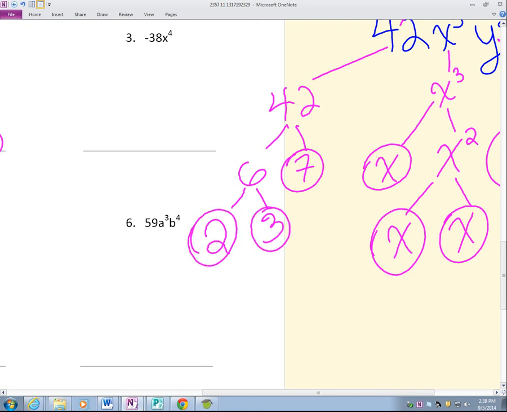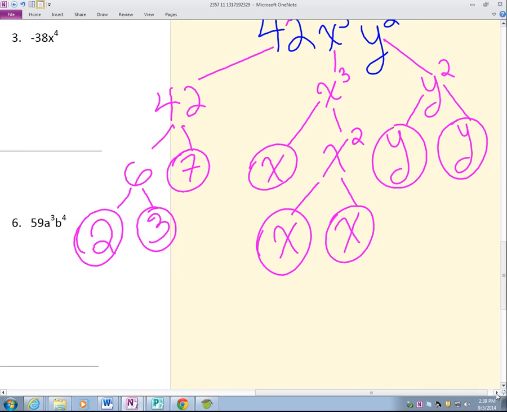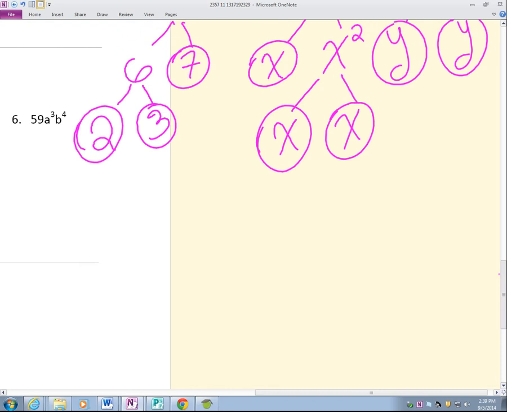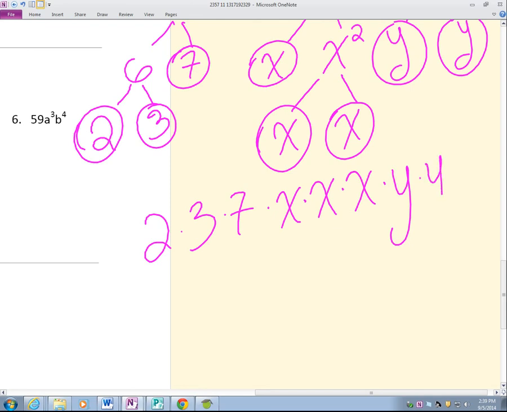So, your answer for this is you're going to go with the lowest known integers first, then higher, then variables. So it goes like this: 2 times 3 times 7 times x, x, x, y, y. No, because then it goes right back to the form it was.